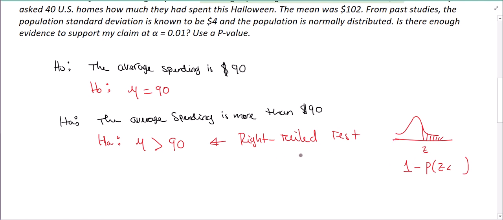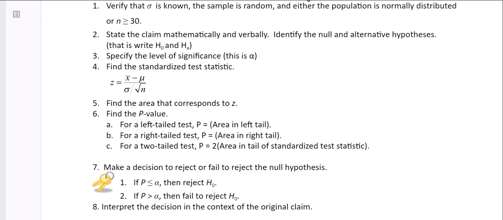All right, so that's our alternative and our null hypotheses. So then what's the next step? Going back to the steps over here, we verified that sigma is known. We know that it's normally distributed. We have the level of significance. We have written the null and alternative hypotheses. So the next thing is find the standardized statistic.